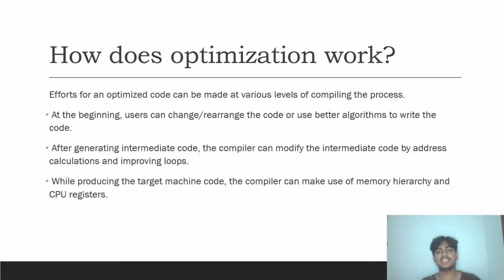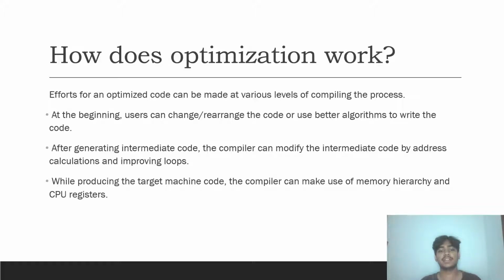Optimization will be done by the compiler in this context. How it will be done is, in the beginning the user can change or rearrange the code, or use better algorithms to write the code before even compiling it. After generating the intermediate code, the compiler can modify the intermediate code by address calculation and improving loops. So the compiler will observe your code during compilation, and wherever it notices that the code doesn't need extra resources or certain lines are redundant, it will go ahead and remove them, and this will make your program much more efficient.